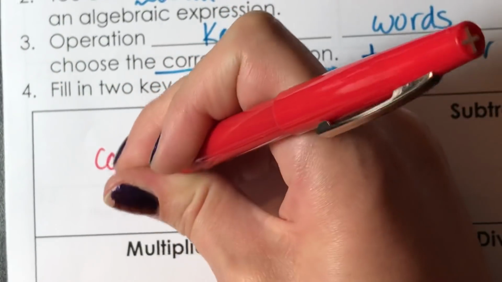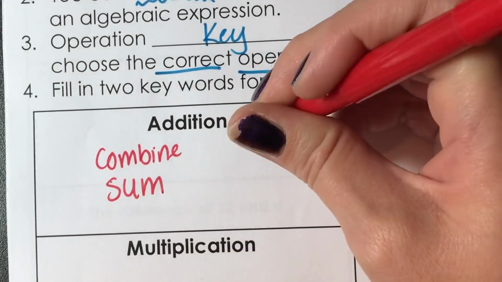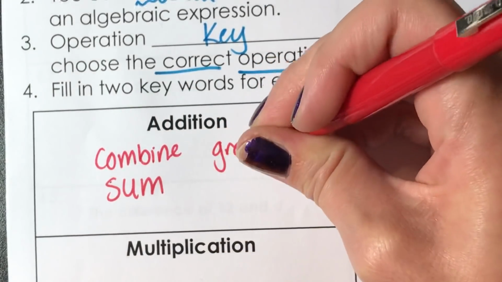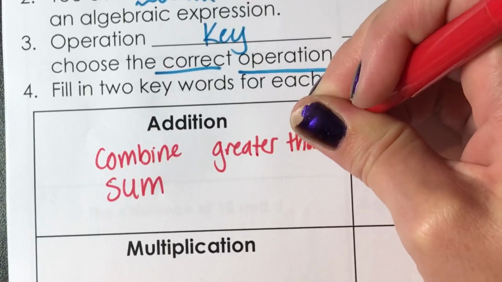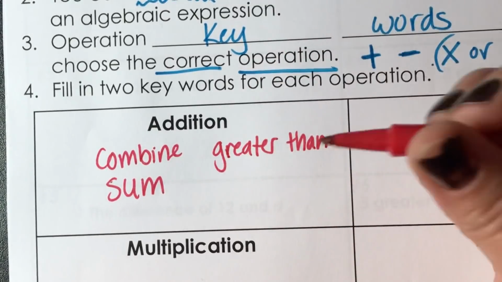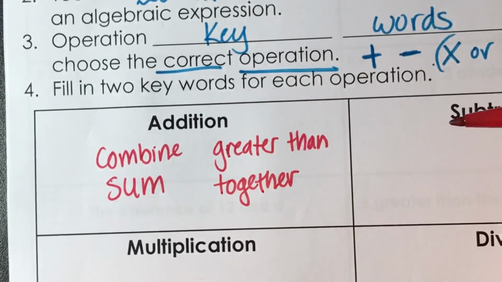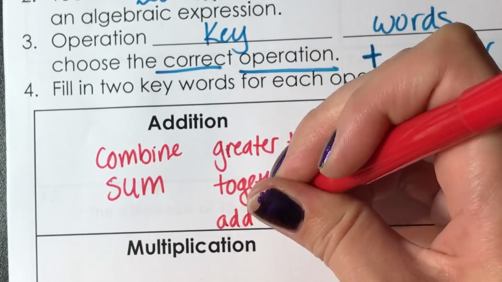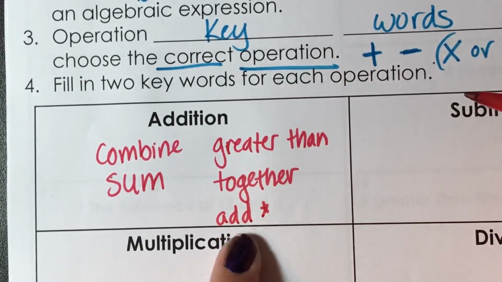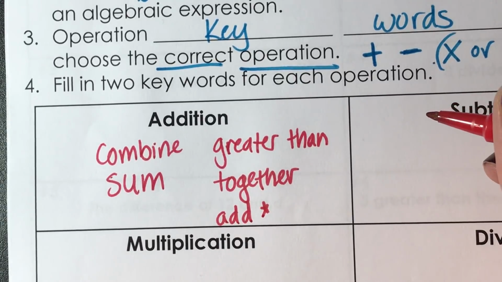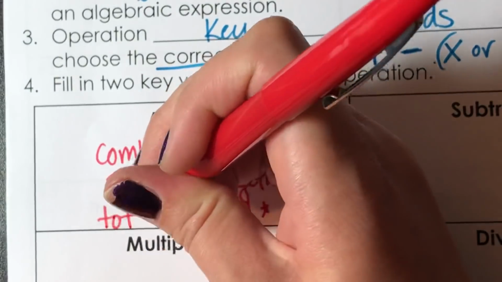combine, sum, greater than, together, add. It's kind of a big one. It just straight up tells you what to do. And total.